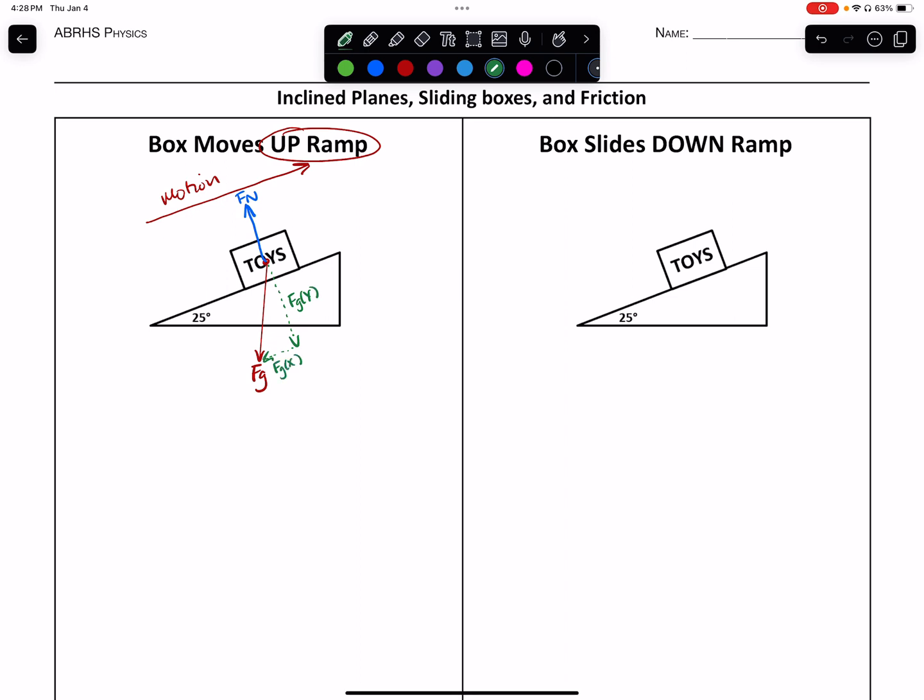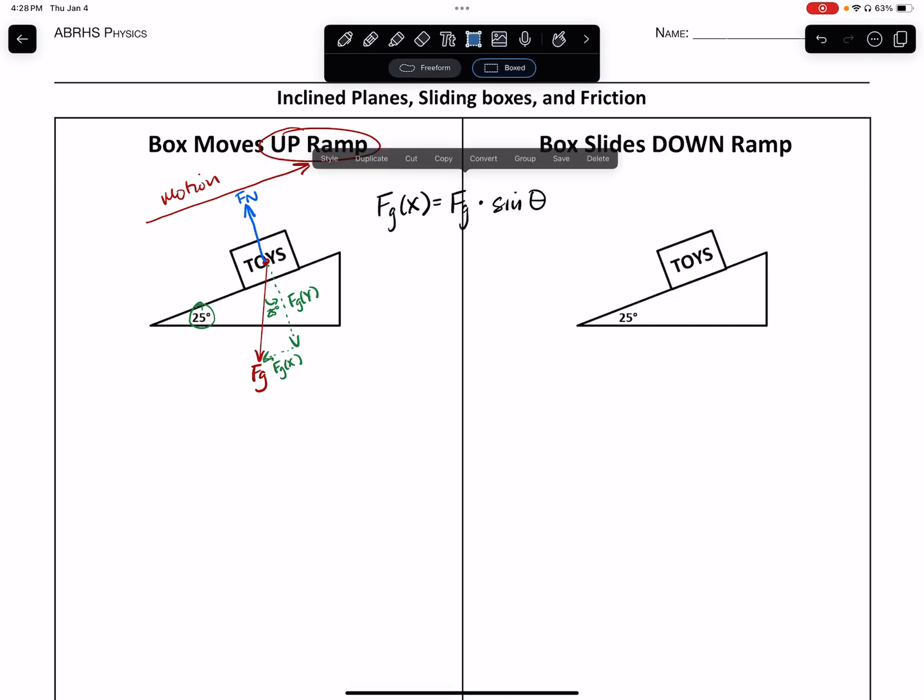Now this inclined plane has an angle of 25 degrees. That angle goes right here in my new triangle. Okay, so for both of these, we're going to use sine and cosine. If I'm trying to find the x component of that gravitational force, I'm going to need to know Fg, and then I'm going to multiply it by the sine of the angle. And that's a little different than what we've been doing before. Before, the x component was always the cosine. Now, because of the way the triangle is facing and where the angle is, it's going to be the sine.